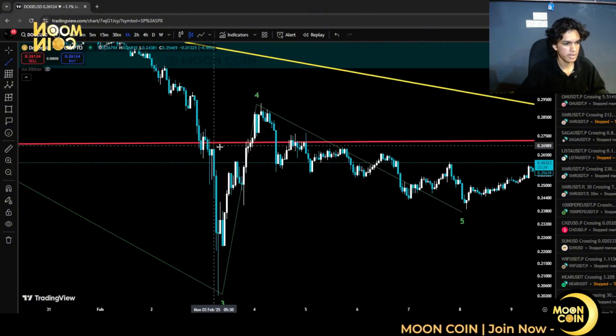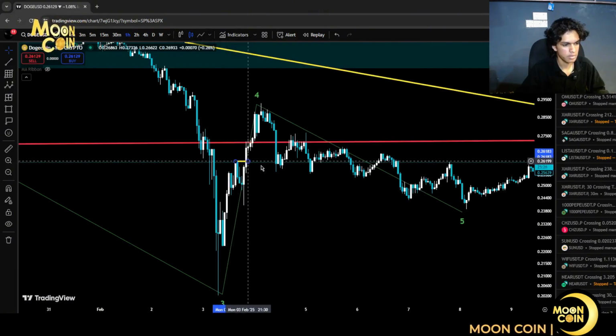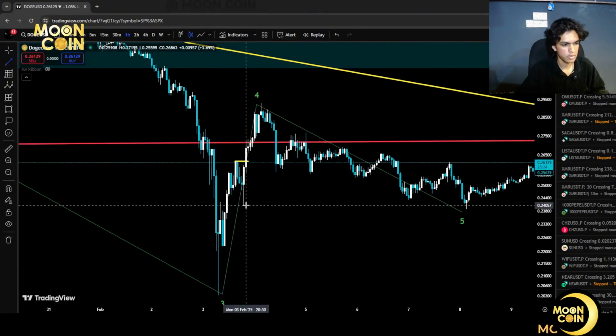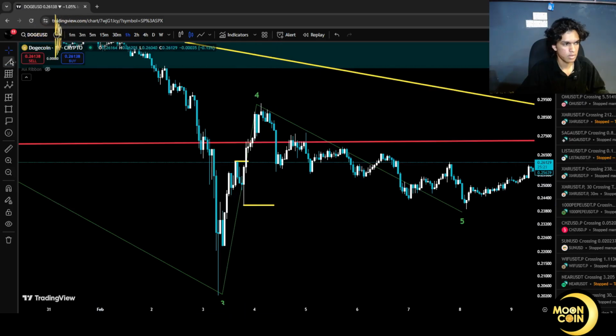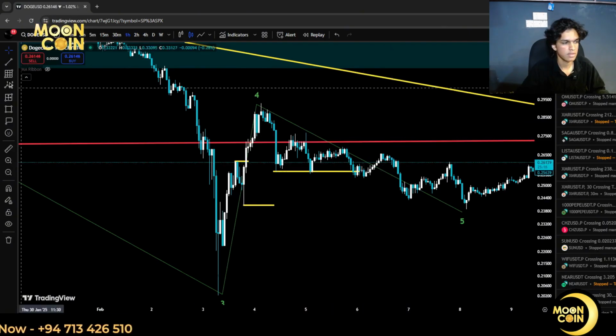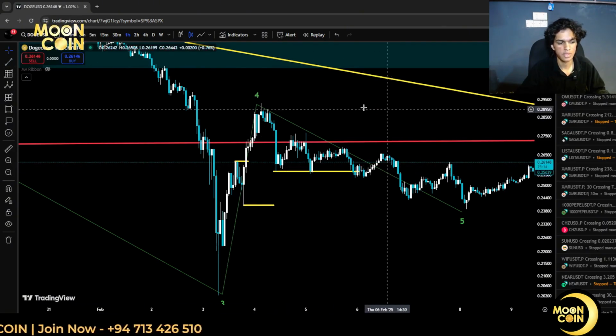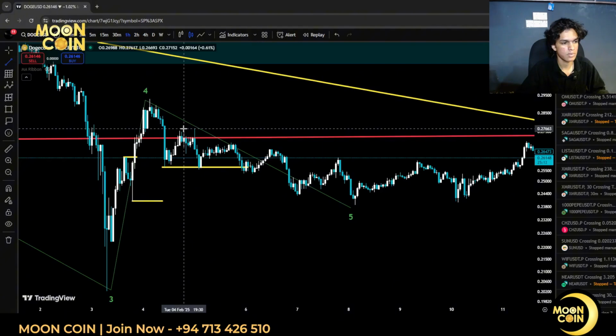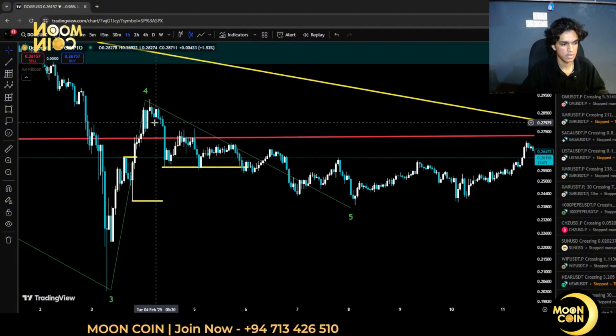If you go 15 minutes, this will be the structure to the upside, and also this will be the low, and that low has been broken. Inside that we had some minor structures, you see, that's a sideways market, guys. So that's what the market was doing at the start of January.